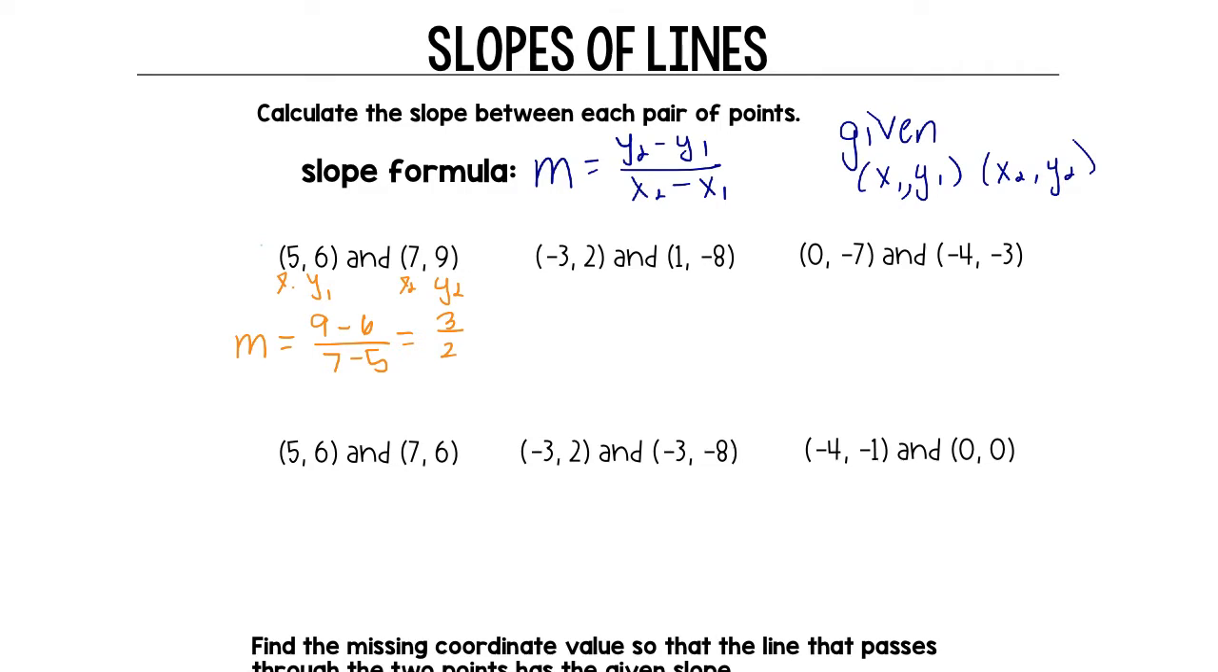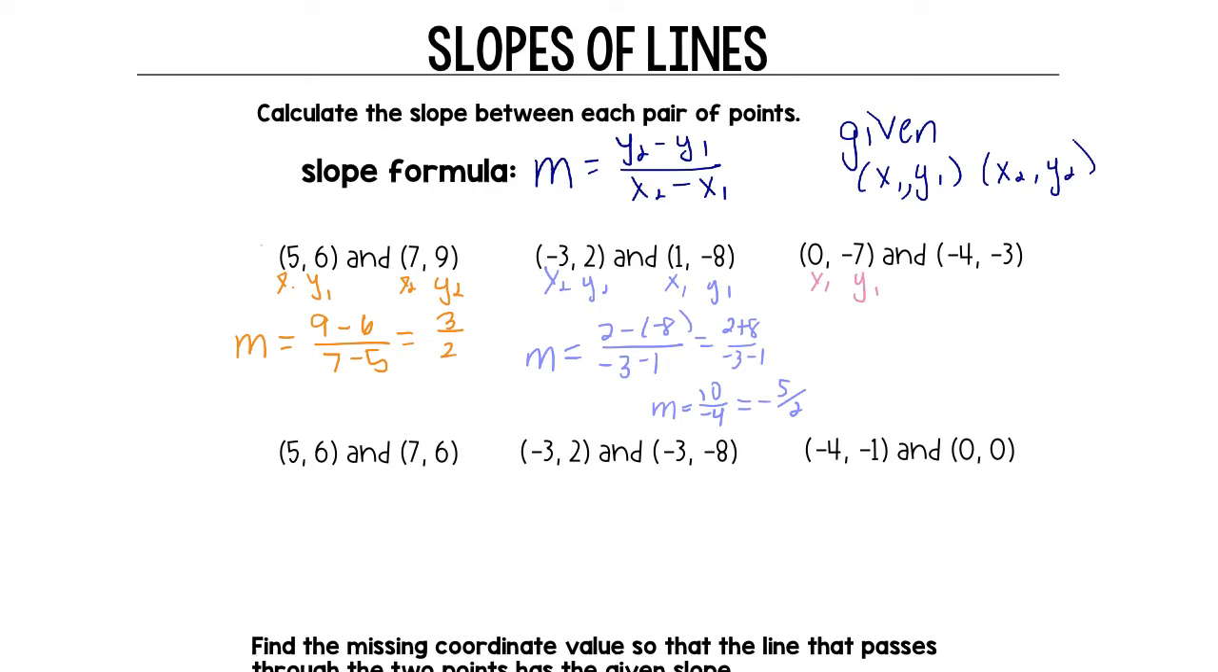I could also list these as x2, y2, x1, y1. We'll get the same slope no matter what. 2 minus negative 8 over negative 3 minus 1. Well, that's the same as 2 plus 8 over negative 3 minus 1. And that is 10 over negative 4. We have to reduce because I hate fractions that we can reduce. So that's negative 5 over 2.